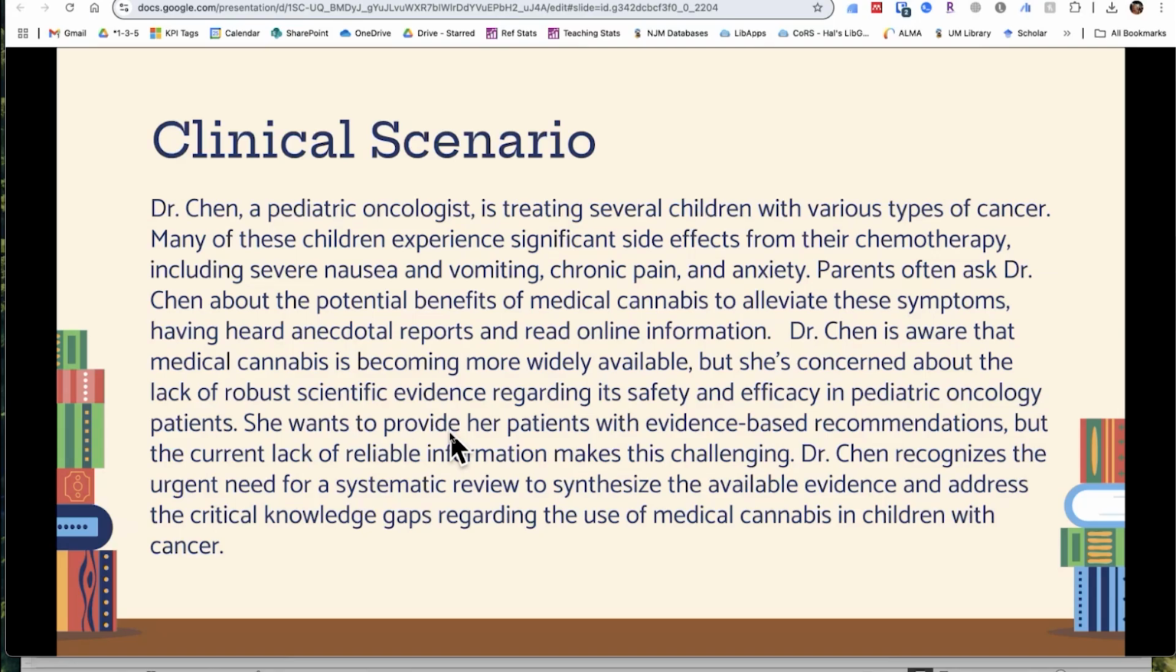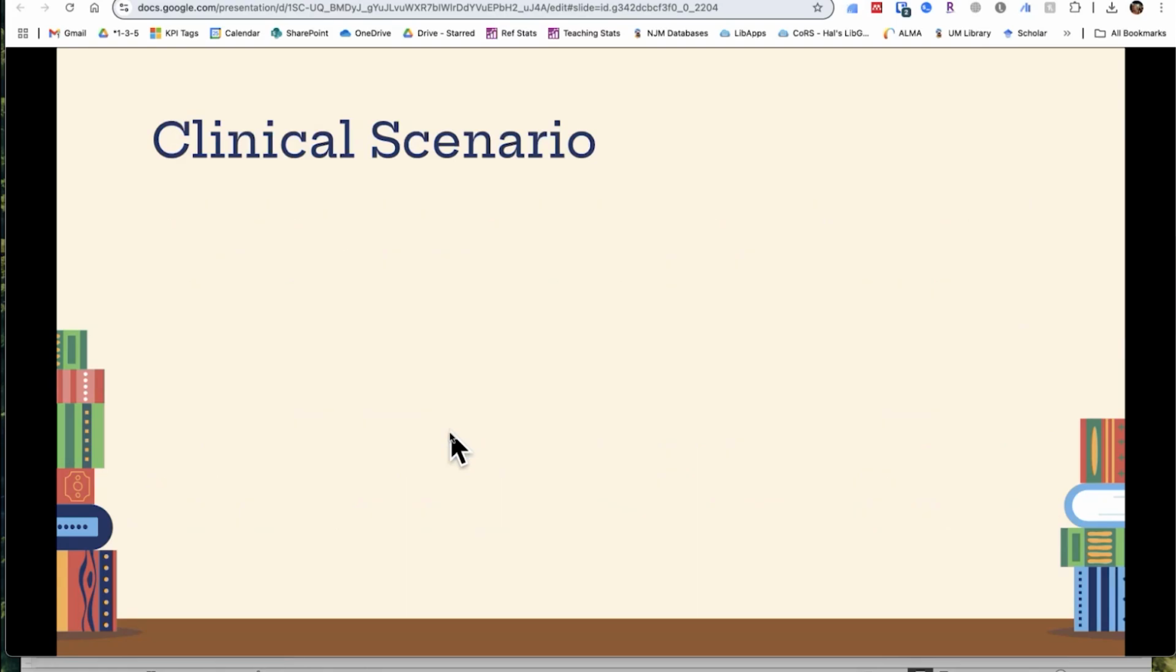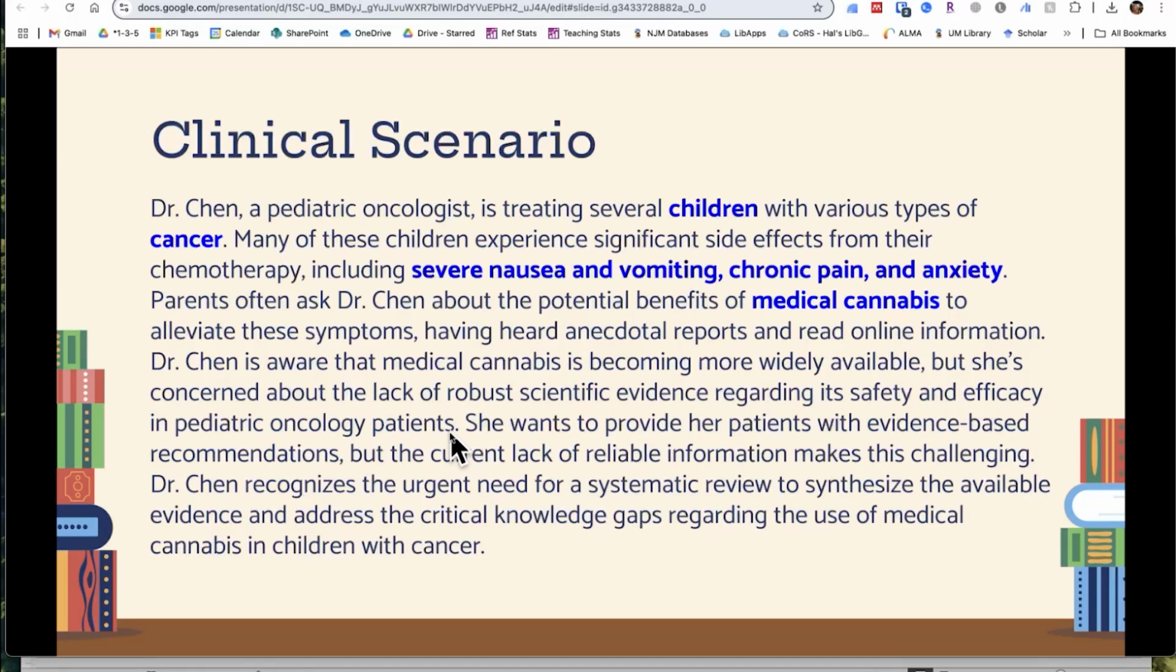It's about a pediatric oncologist. And then what we're going to do is focus on the key concepts. So in this question, the key concepts are going to be children who have cancer, and some of their side effects of that are nausea and vomiting, chronic pain, and anxiety. And really what we're interested in looking at is medical cannabis to potentially help these symptoms. So from all of this information, we are drilling down on just those 4 things.